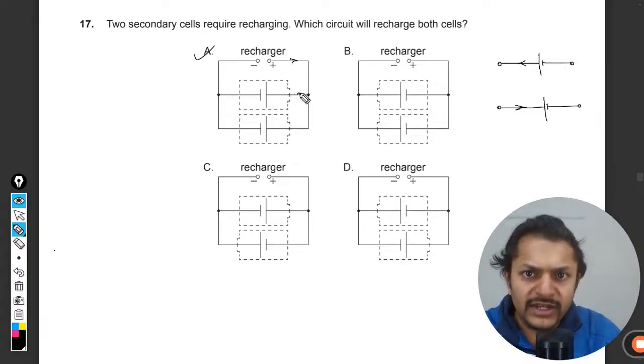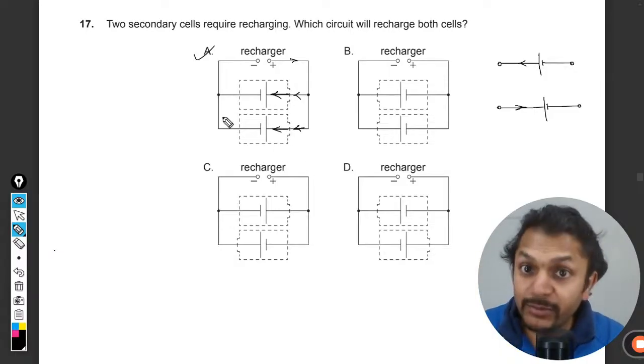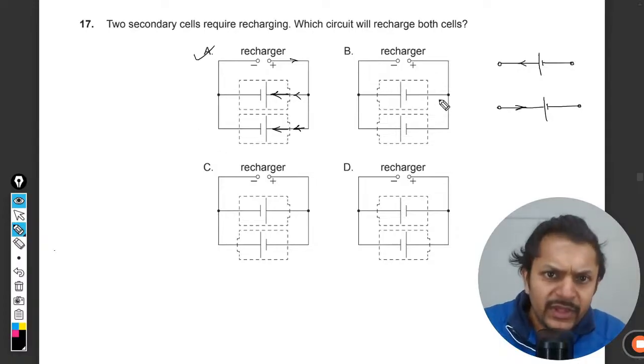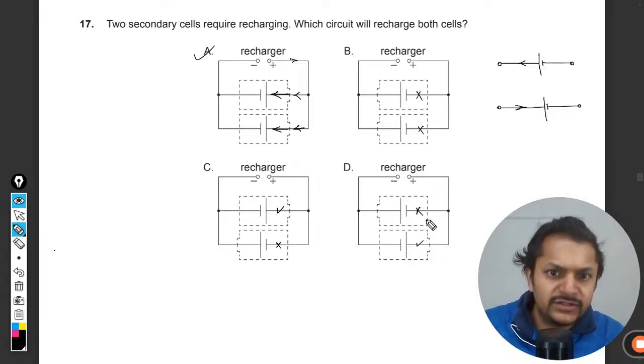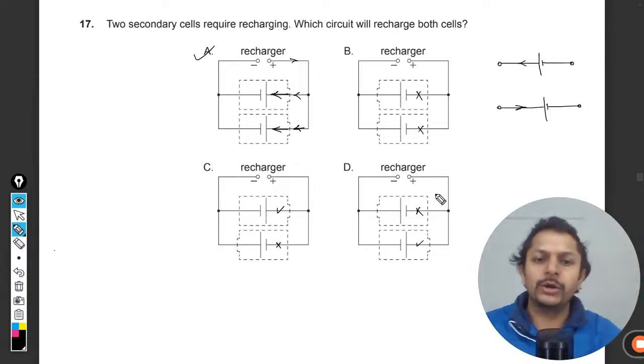The positive terminal should be connected with the positive terminal of the battery and the current will be entering into it, and that is why we can clearly see that the batteries will be getting recharged. So A will be the correct answer. In B, both of them will not be getting charged. In this one, this will be getting recharged, but this is not. Here this will be recharged, this is not. So the answer in this case is clearly A, no problem at all.